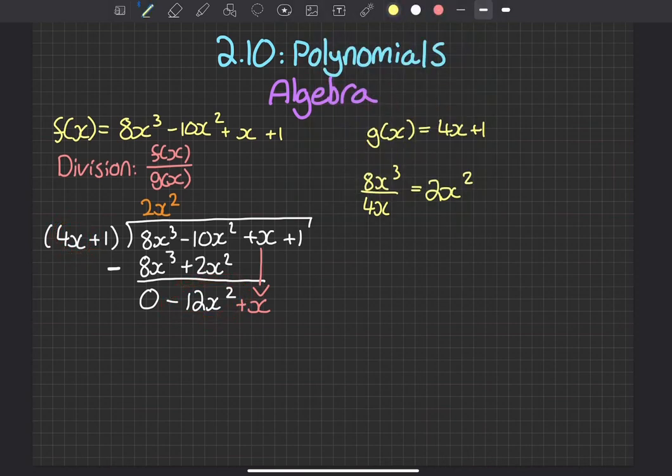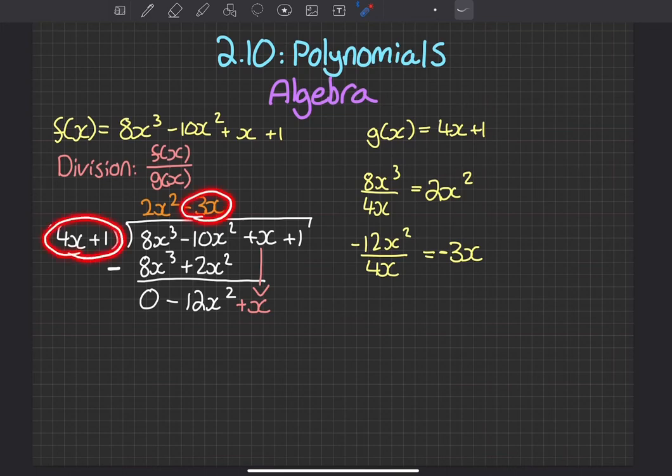So we'll have 12x squared divided by 4x, and that will give us 3x, right? Sorry, minus 12x squared, so minus 3x. And we just put that up here now, so minus 3x. And again, like what we did before, now we take this number and multiply it by everything here.